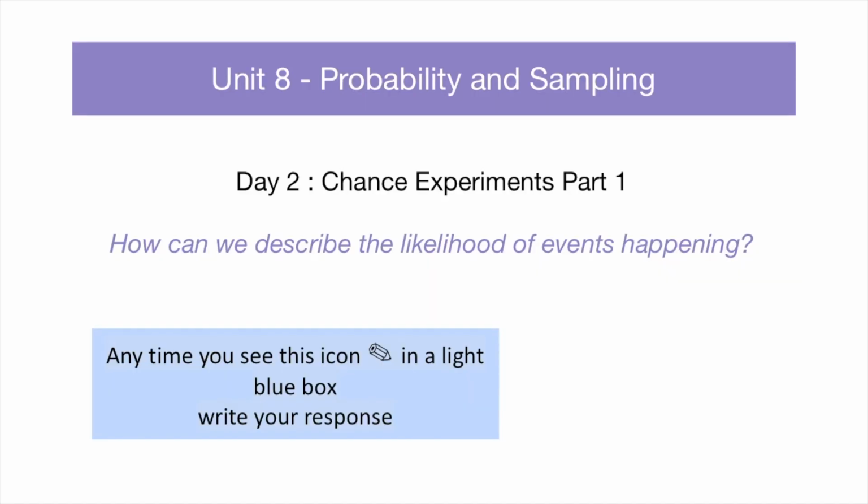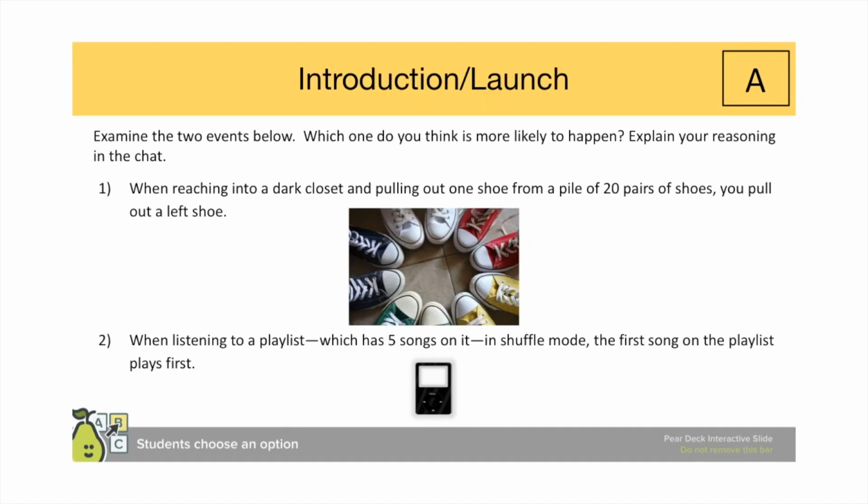7th graders are going to be working on Unit 8, Probability and Sampling, Day 2, Chance Experiments, Part 1. How can we describe the likelihood of events happening? The introduction has students examine two events. Which one do you think is more likely to happen? Explain your reasoning in the chat.